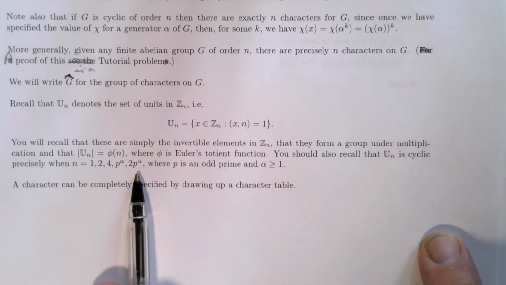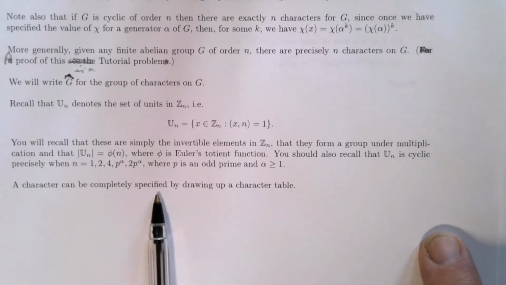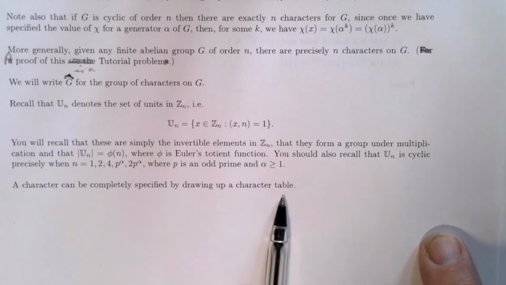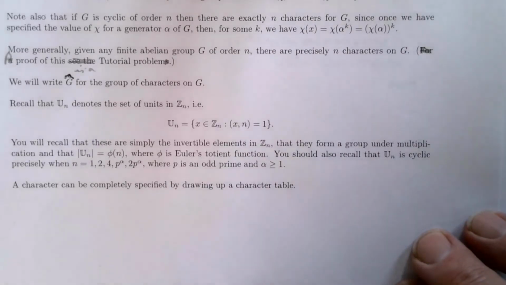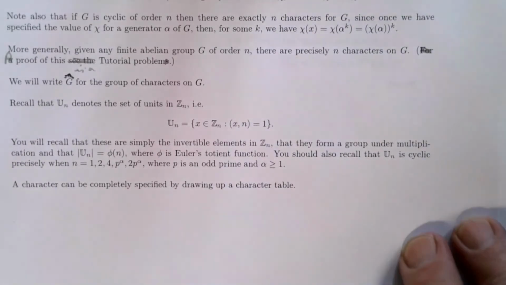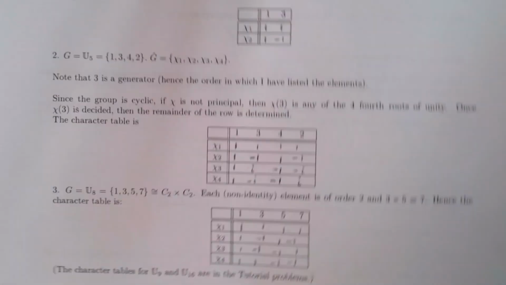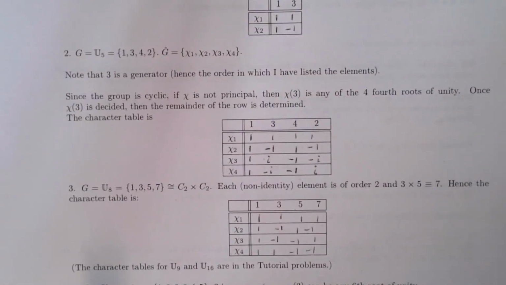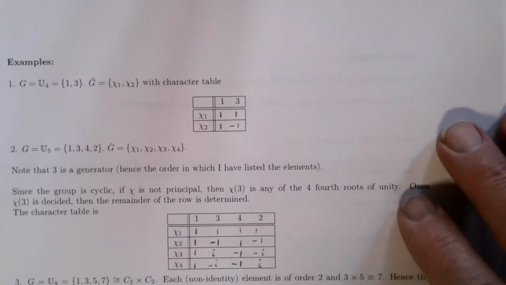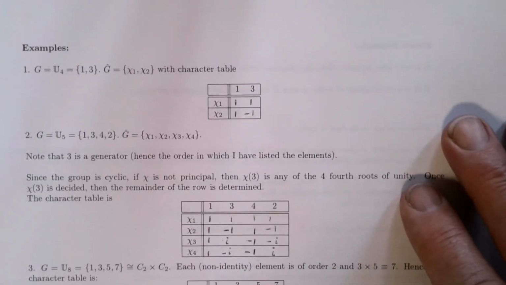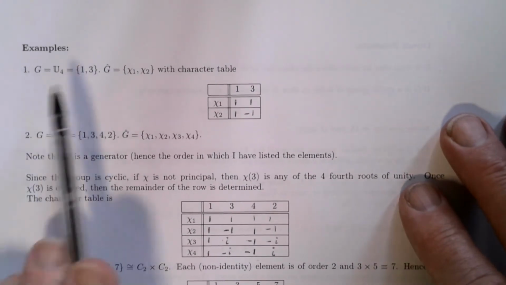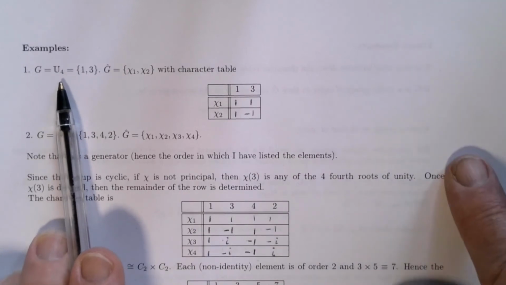Now, a character can be completely specified by drawing up what's known as a character table. And that's what I'm going to do now, just show you some explicit examples of characters from their character tables. So, a very simple one to start off with. We're going to be concentrating, as you'll see, on these U groups, and so I'm going to work with these as our examples.